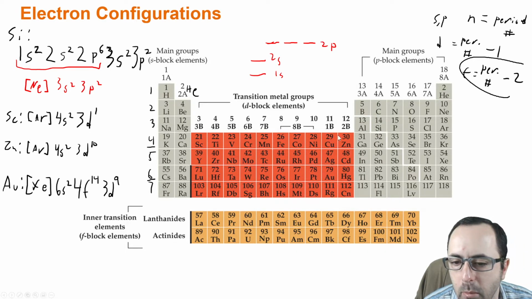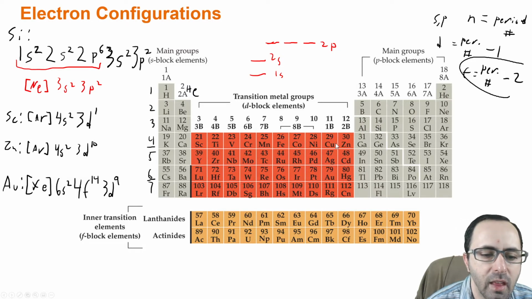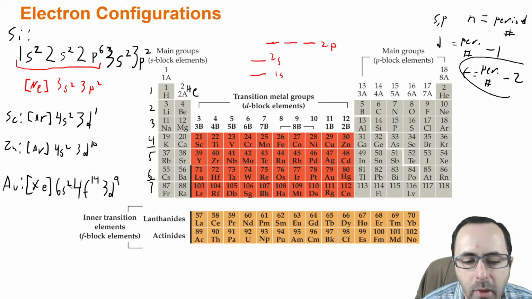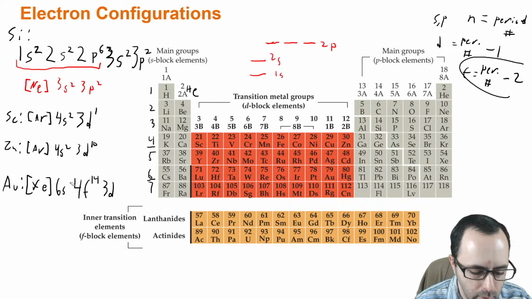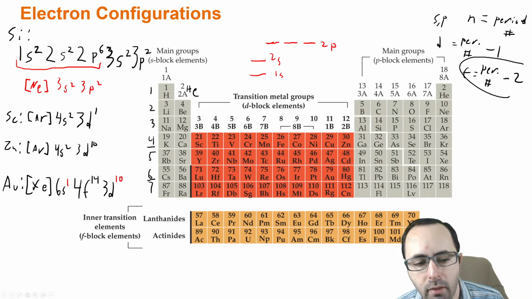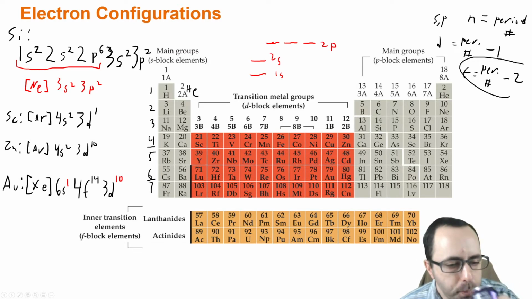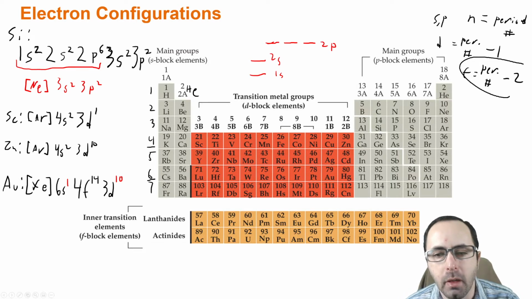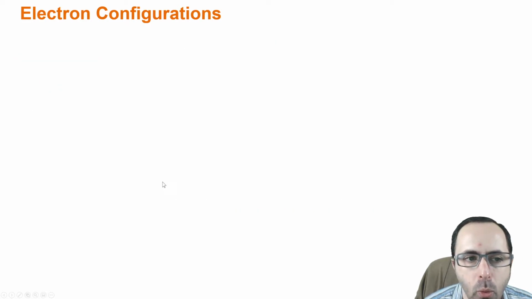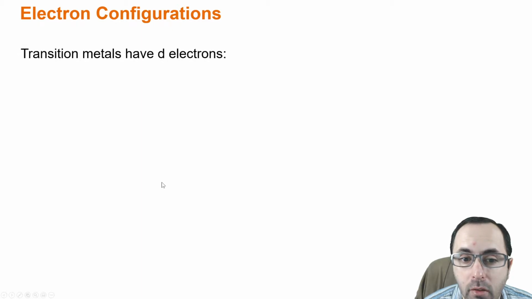In fact, what's going to happen in chromium and molybdenum and for copper, silver, and gold is that because this d orbital is almost full, and the s orbital, as you put more and more electrons in, become higher and higher in energy, one of these s electrons is going to jump up to the d. So there's only going to be one s electron and 10 d electrons. That's a little bit of an exception, and that's what I'm going to mention on the next slide.